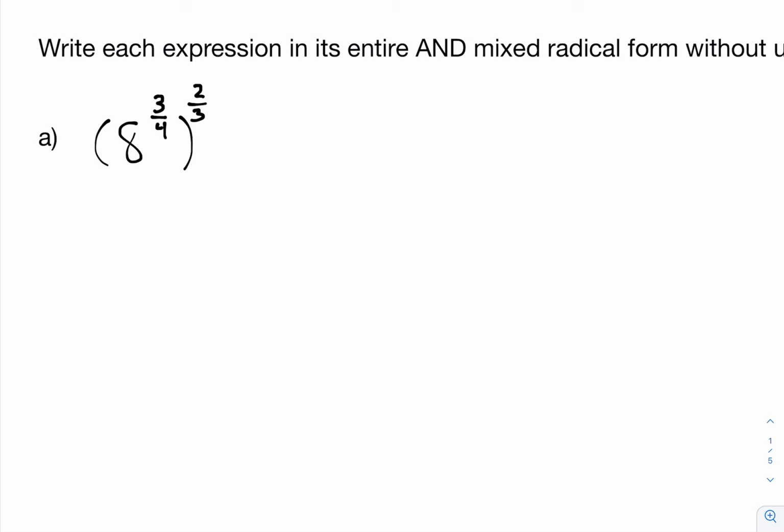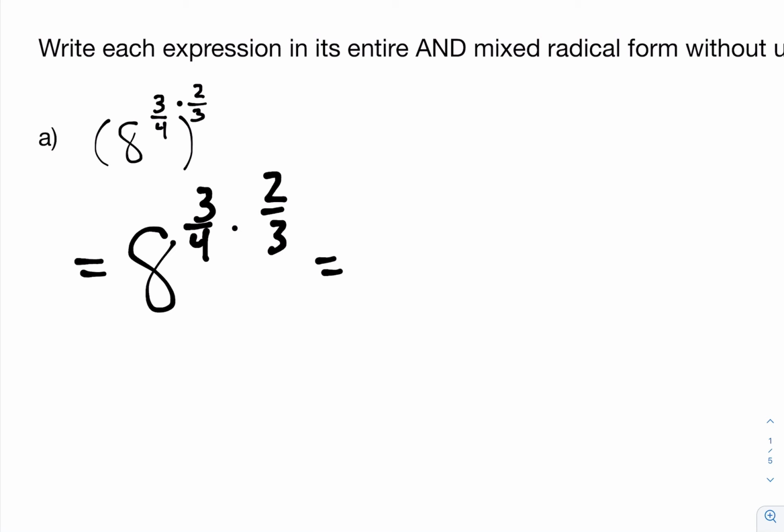So if we have some number 8, it's being raised to the power of 3 over 4, and then that is being raised to the power of 2 over 3. So anytime we have a power being raised to another power, what we do is we multiply those two numbers. So this is the same as 8 to the power of 3 over 4 times 2 over 3.